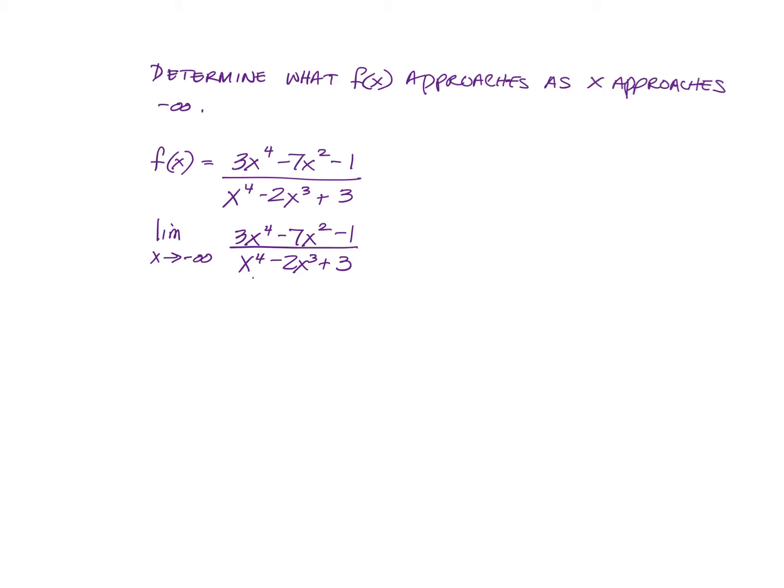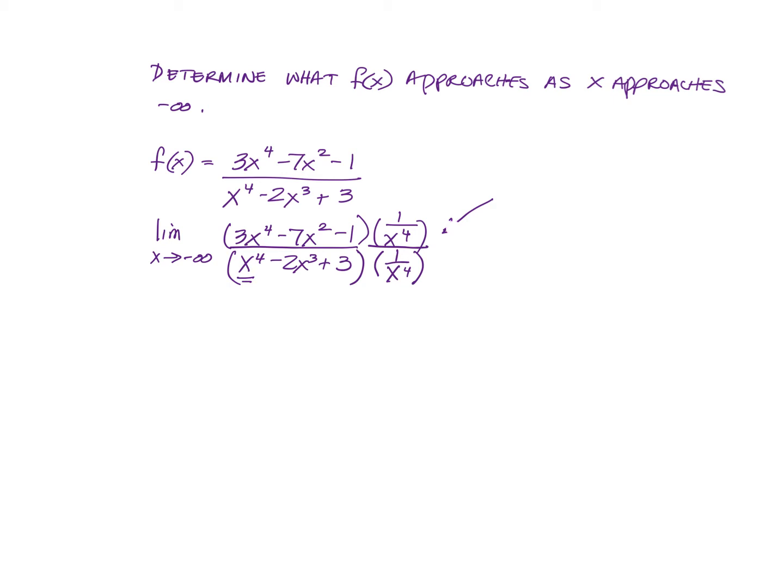The largest term is x to the fourth. So we want to divide every term in the whole problem by x to the fourth. Another way to say that is I want to multiply the denominator by 1 over x to the fourth, and I have to multiply the numerator by 1 over x to the fourth. We can't just multiply the denominator, because that would change the problem. But by multiplying by 1 over x to the fourth divided by 1 over x to the fourth, we're in essence multiplying by 1.